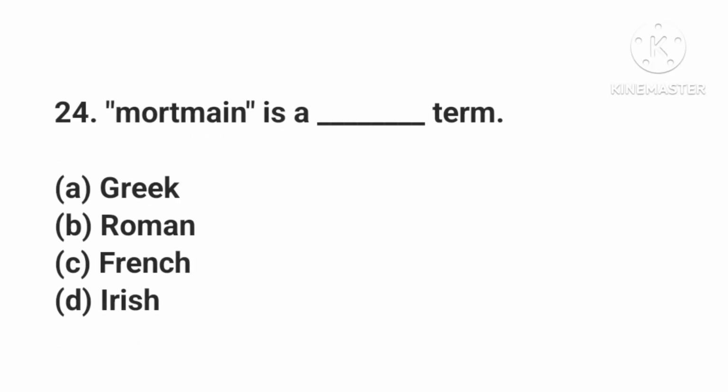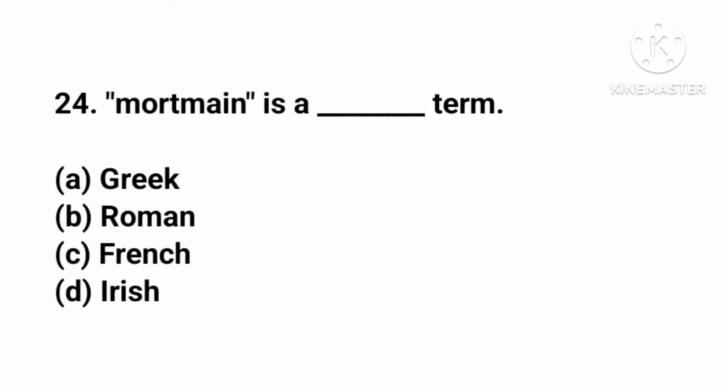Now the 24th question. Mortmain is a dash term. Option A, Greek. Option B, Roman. Option C, French. Or option D, Irish. If you have gone through my video where I have given the line-by-line explanation, you will be able to answer all the questions. So right, this term, mortmain, is a French term.